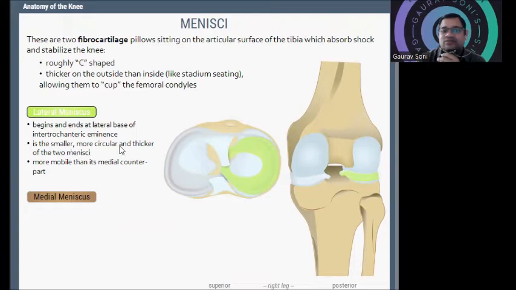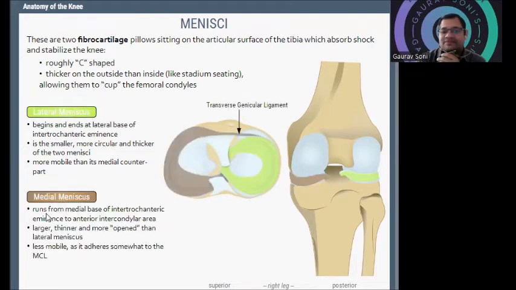The lateral meniscus, you can see this green one, begins and ends at the lateral base of the intercondylar eminence. It is smaller, more circular and thicker of the two menisci, and more mobile than its medial counterpart. So remember, L for locomotion. Where is locomotion more? In the lateral meniscus only, which is more mobile.